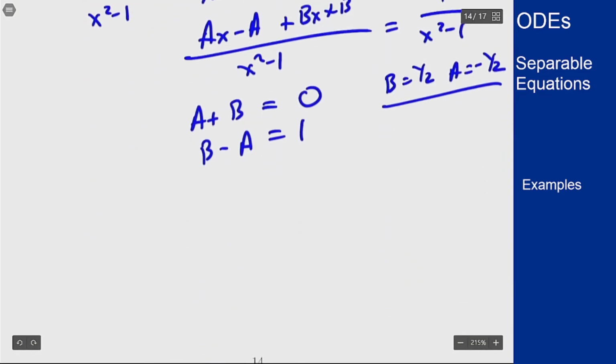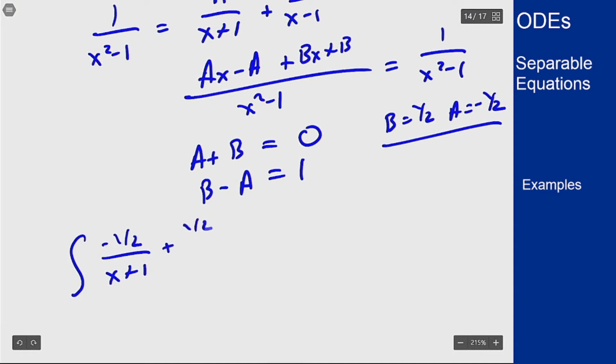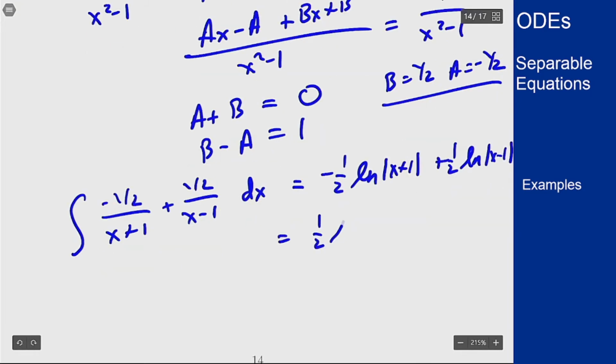So that means that I want to integrate -1/2 over x + 1 plus 1/2 over x - 1 dx, which is -1/2 log|x + 1| plus 1/2 log|x - 1|, which is 1/2 log|(x - 1)/(x + 1)|.